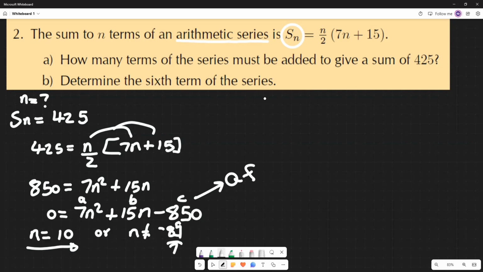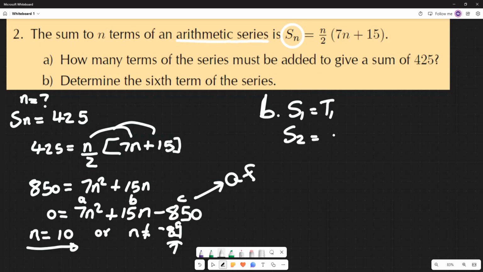Let's go to B now. B is very interesting. They say determine the sixth term of the series. Okay, ladies and gentlemen, I need us to agree on one thing here. I need us to agree that S1 is basically the sum of the first term. You agree? Because S1, I'm adding one term. This is how many terms I'm adding. Adding one term is just term 1, okay?